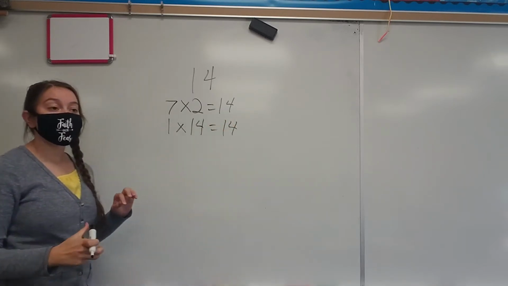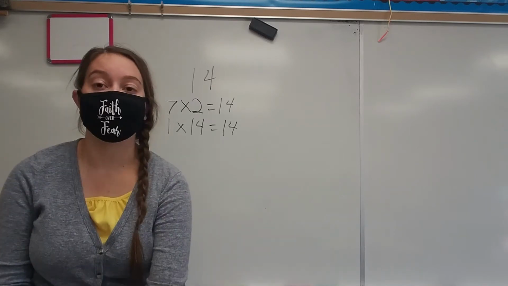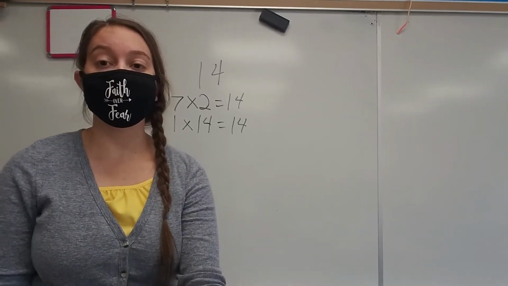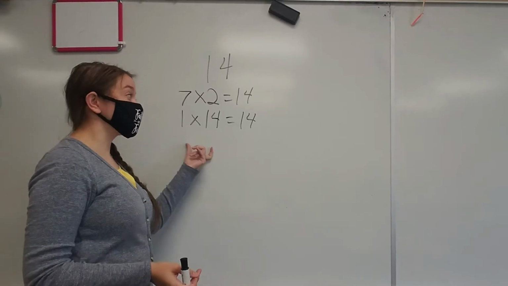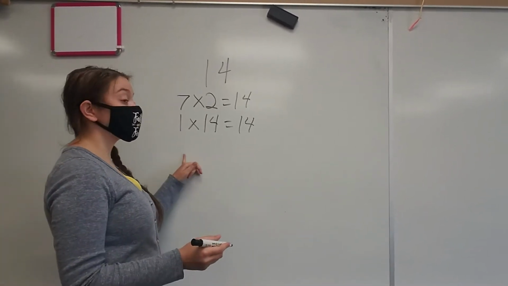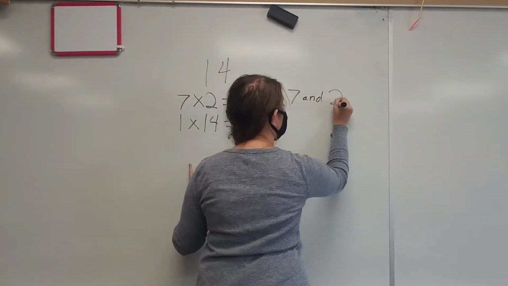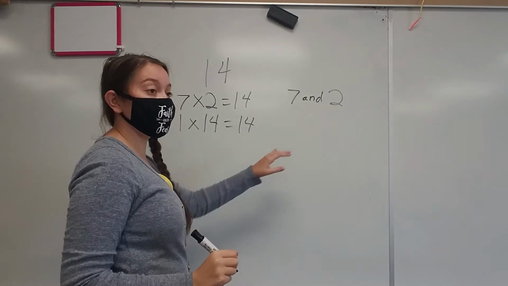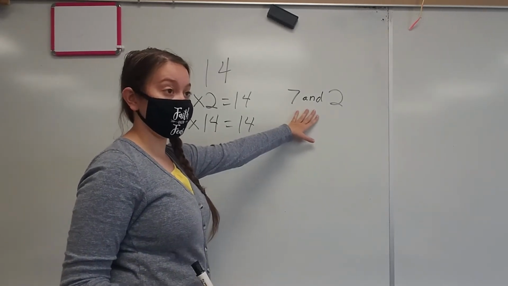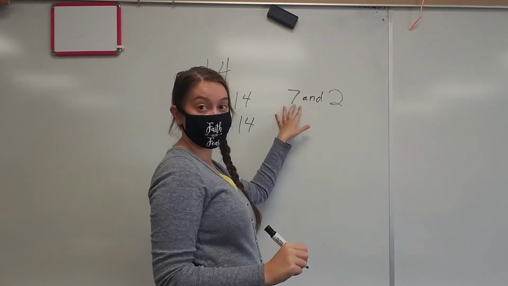Okay? So these are our only two equations that get us 14, right? These are equations. I'm going to make this into a factor pair. So this is where I say 7 and 2, it will get me 14, right? I didn't write out as an equation. This is a factor pair, okay?